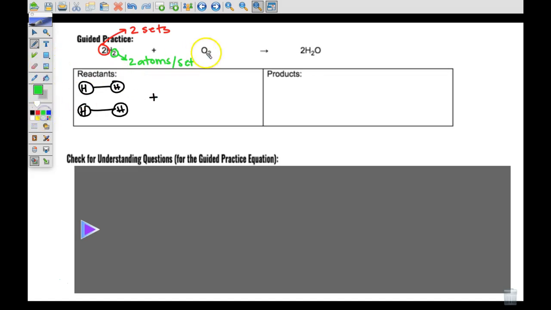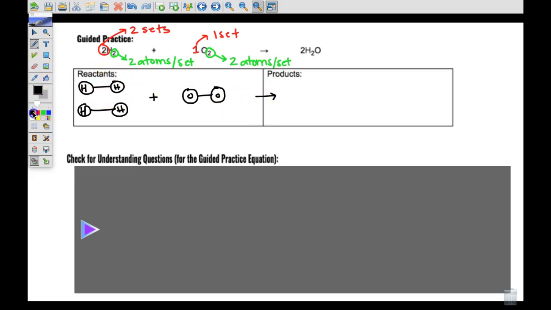The next reactant is O2. I have a 2 as a subscript, which means I have 2 atoms per set. But think for a second: if there's no number here, what can we assume it to be? Hopefully you answered internally 1, which means I only have 1 set. So I'll have 2 atoms of oxygen connected together, but only 1 set of it. Now that I have both of my reactants drawn, I can pull my arrow down.